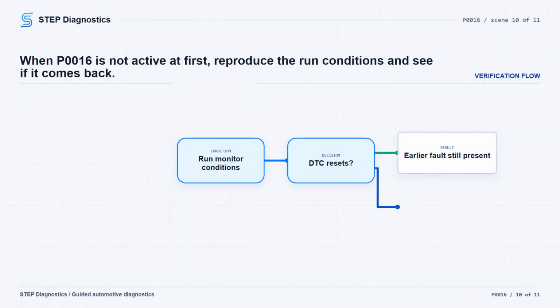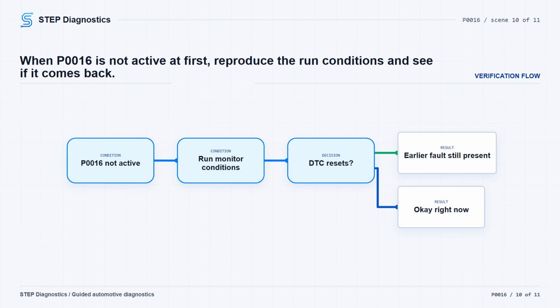If P0016 is not set during the initial check, operate the vehicle within the conditions that allow the diagnostic to run. You can also reproduce the captured operating conditions from when the code was recorded. Then verify the DTC does not set. If it sets during that final operation, one of the earlier conditions is still present. If it does not set, the check is okay at that time.